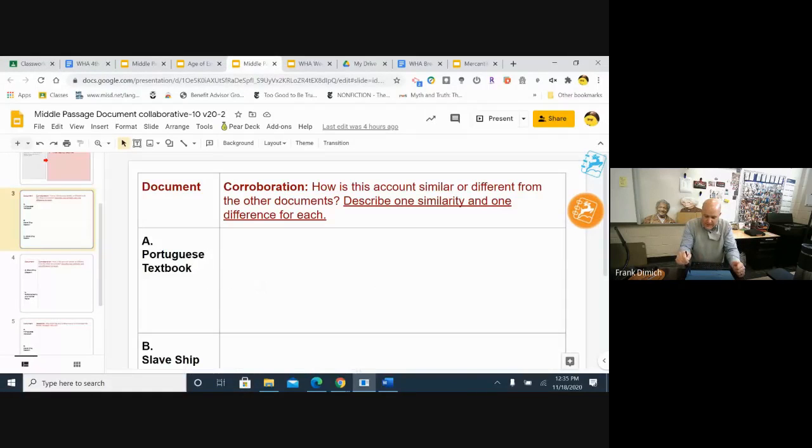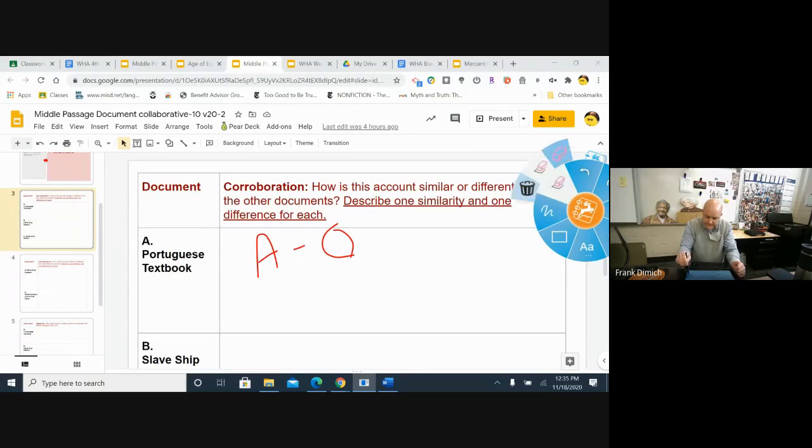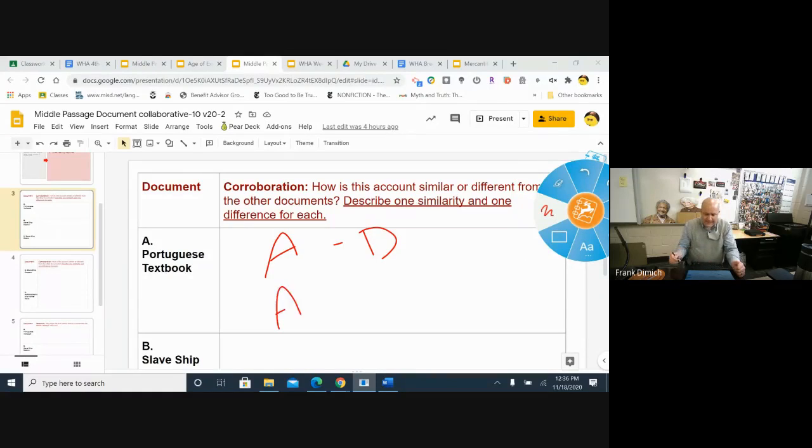So therefore, what did I just do? I just corroborated A to D. And then I just contrasted A to C. An aspect, a sentence or two for each. That's all you have to do.